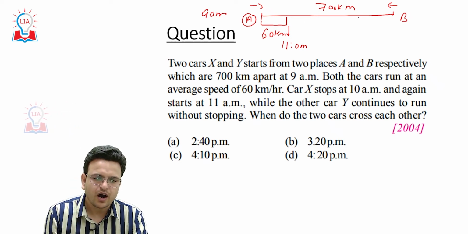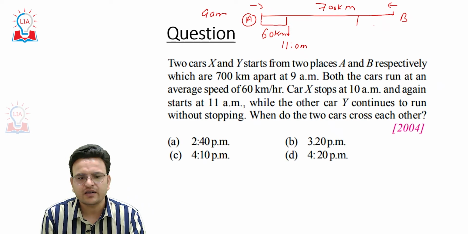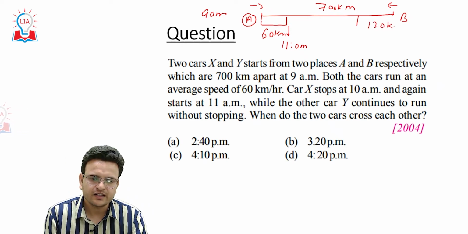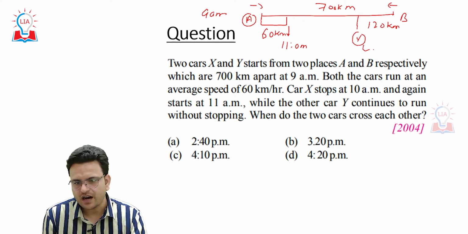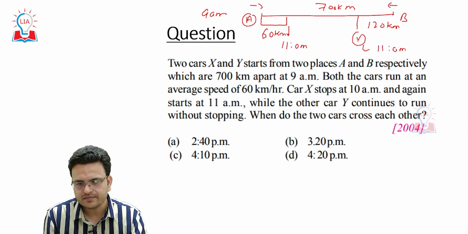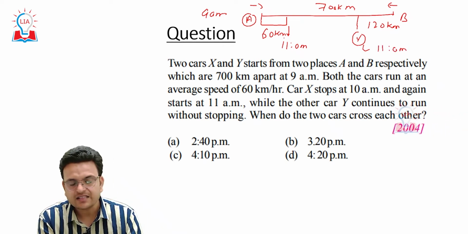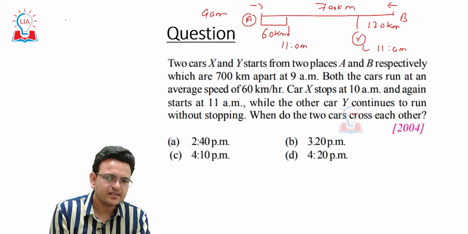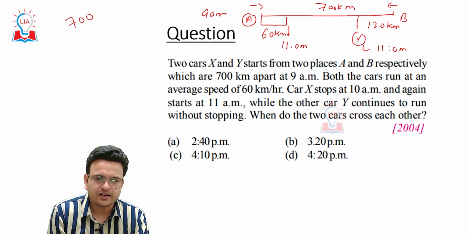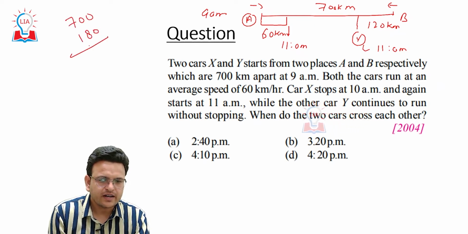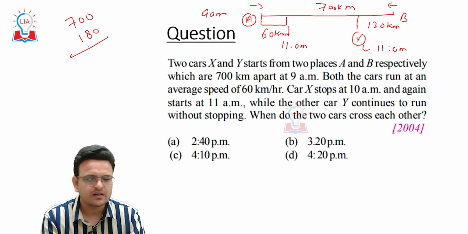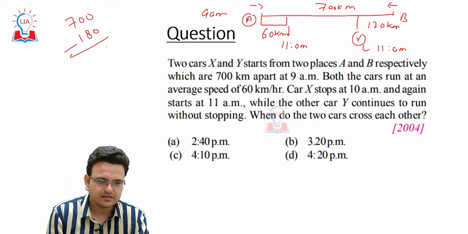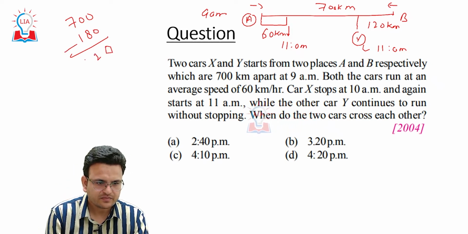In 2 hours, how much distance will car B cover? It will cover 120 kilometer. So car Y will be here, that is again 11 a.m. Okay, so car A has covered how much distance? 60 kilometer. Car B has covered 120 kilometer. So the total distance covered is 180 kilometer. 180 kilometer distance has been covered. How much remaining distance is there? That is 5.